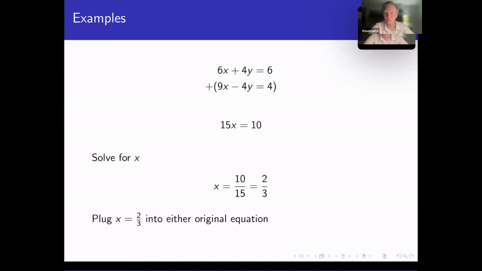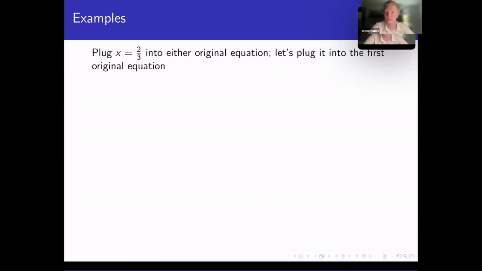All right. Well, we have x equals 2/3, but we need our y. So we're going to plug 2/3 back into either original equation. I'm going to plug it into the first. You can plug it into the second. Does not matter. All righty. Well, plugging in 2/3 for x, well, 3 times 2/3, 3 cancels out.